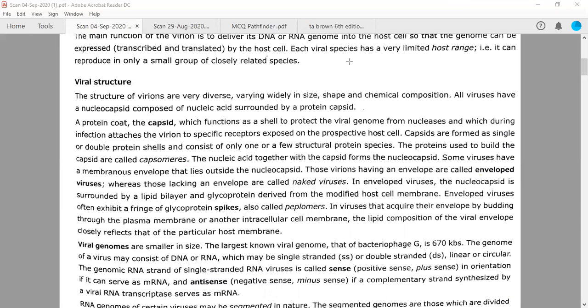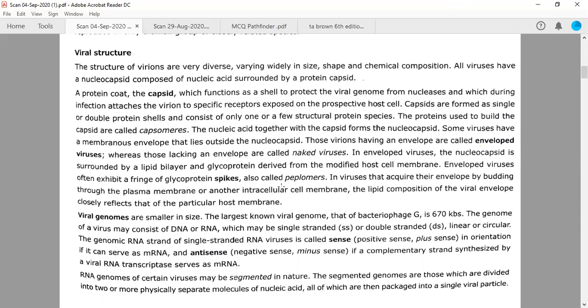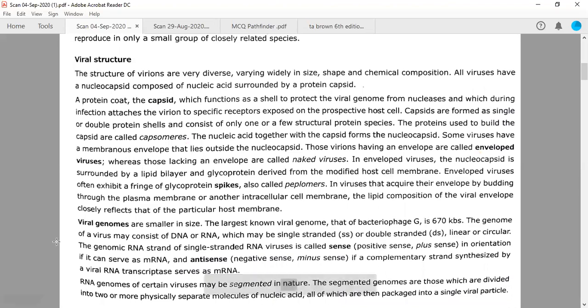Now the second important thing is the viral genome. We can classify viruses depending upon their genome. And you need to remember that viruses generally have smaller size genomes.